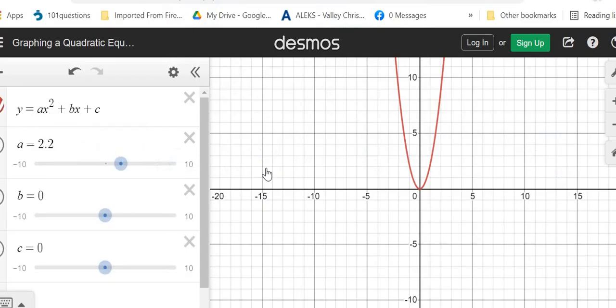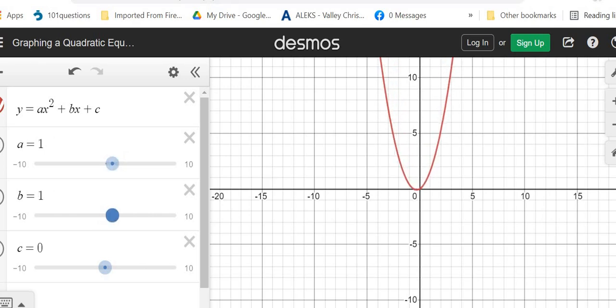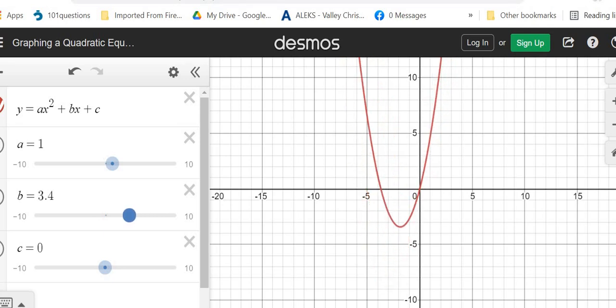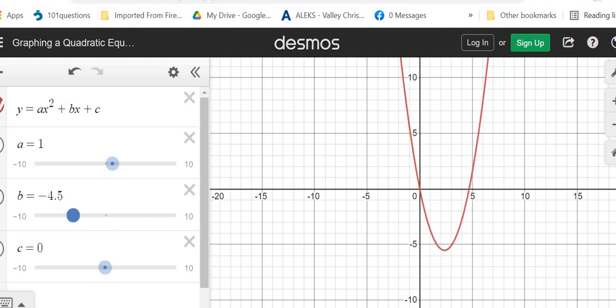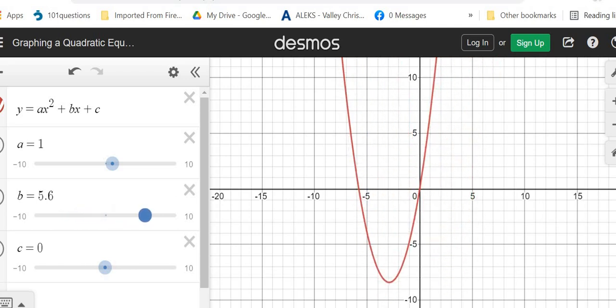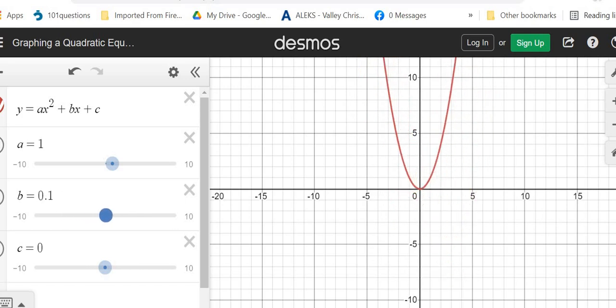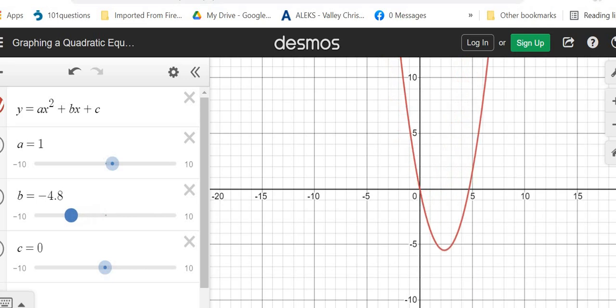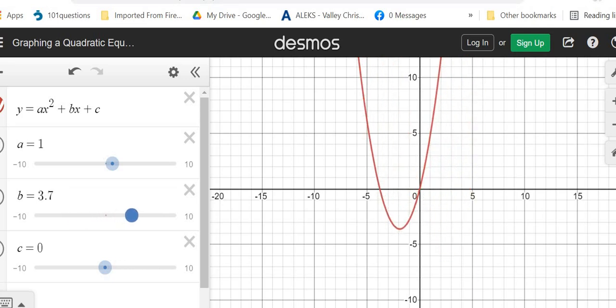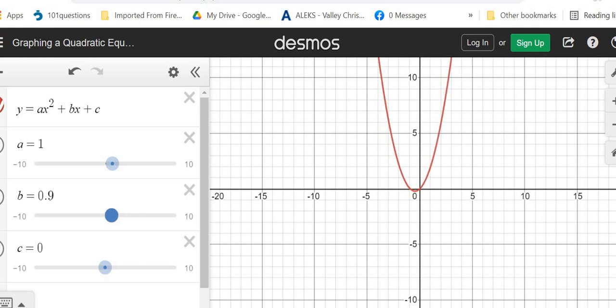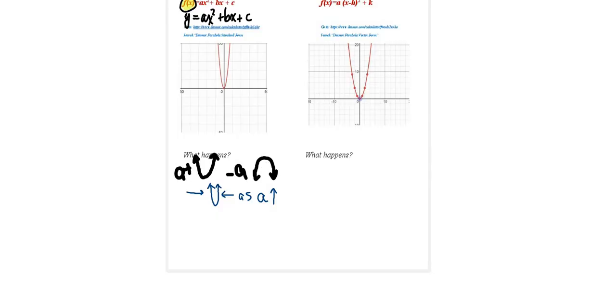Let's see what happens when we manipulate b. So I'm going to put a back at 1. Right now b is 0. Now watch what happens. B becomes positive. B becomes negative. So you can see that the b does not change the shape of the parabola. A does. B does not change the shape of the parabola. It moves the position of the vertex. That's important. B moves the position of the vertex.